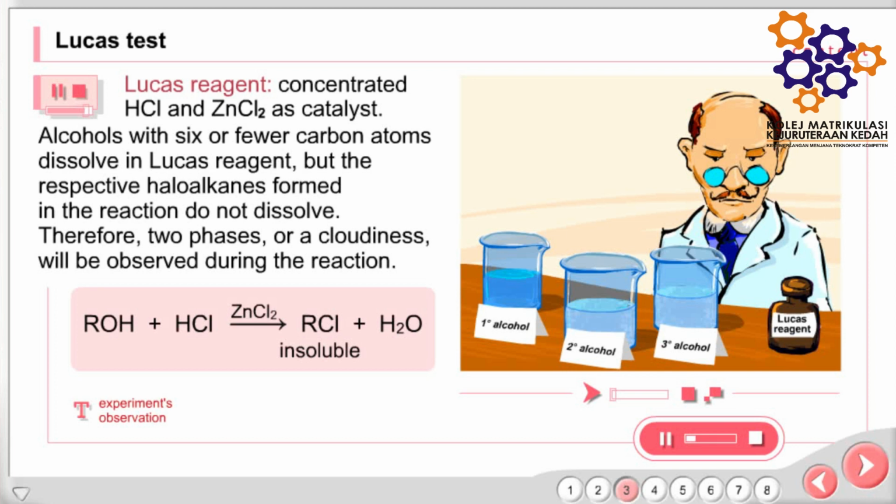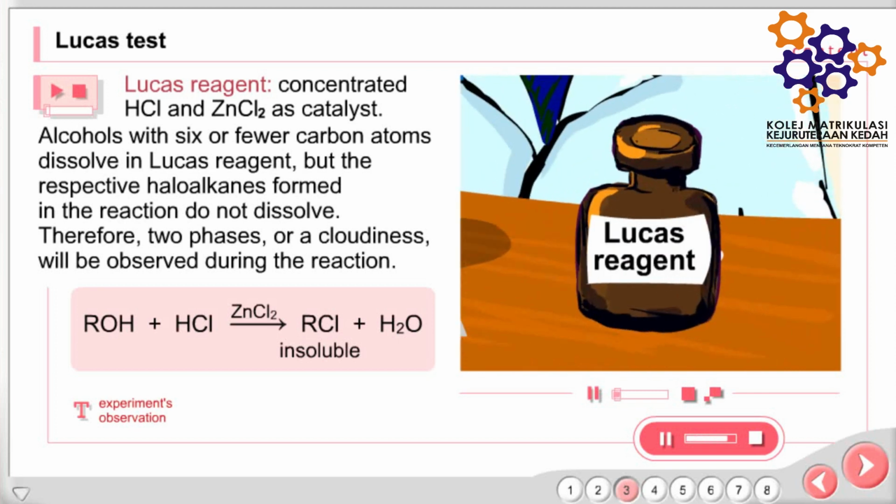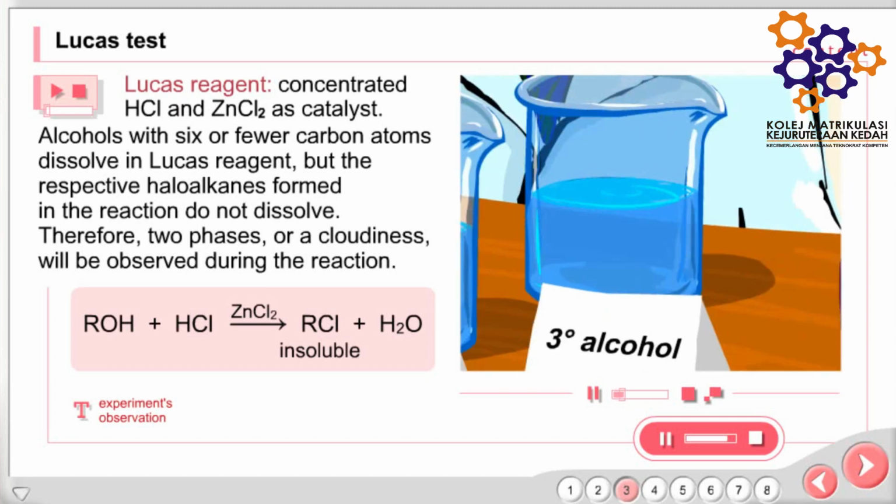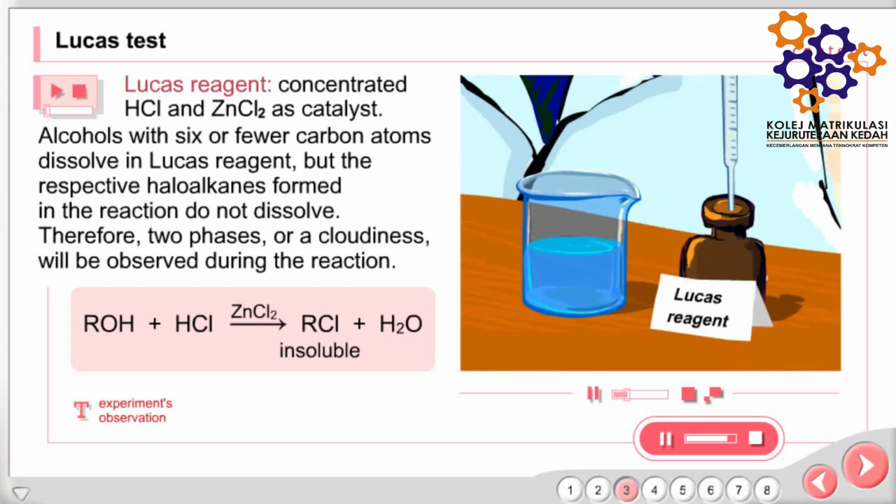The time taken for the appearance of cloudiness in the solution is used to distinguish among the different classes of alcohols. Let us do a simple experiment to study the effect of Lucas reagent on the rate of halogenation of the primary, secondary and tertiary alcohols which are isomers of butanol. Lucas reagent is a colourless solution. After adding some drops of the liquid alcohol, a haloalkane is formed as a separate liquid phase.